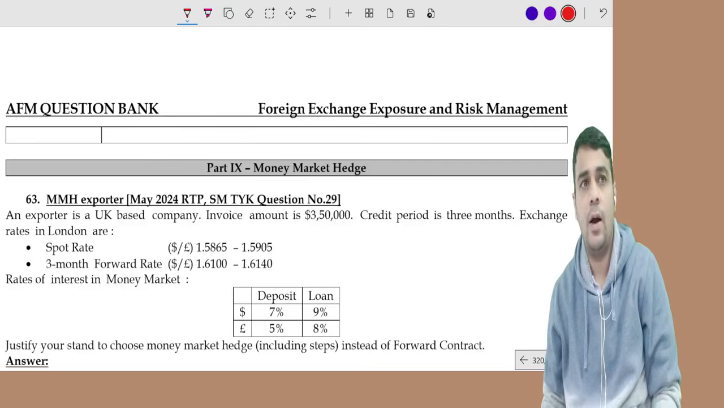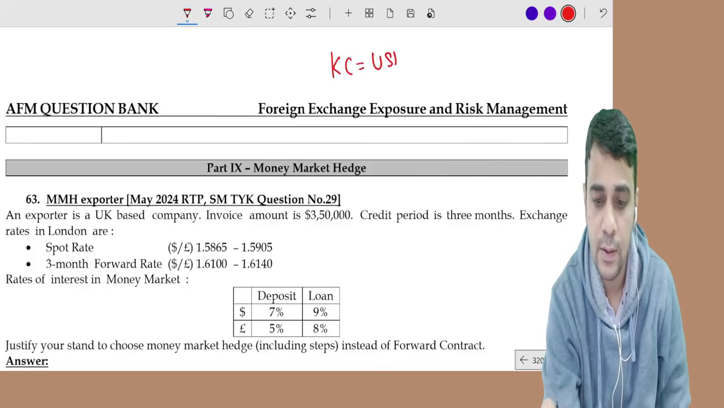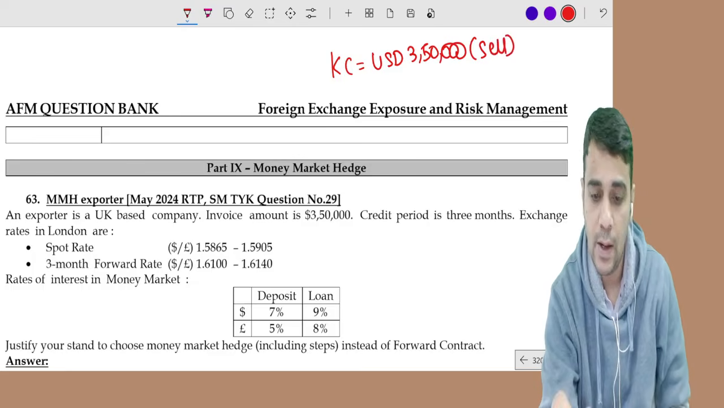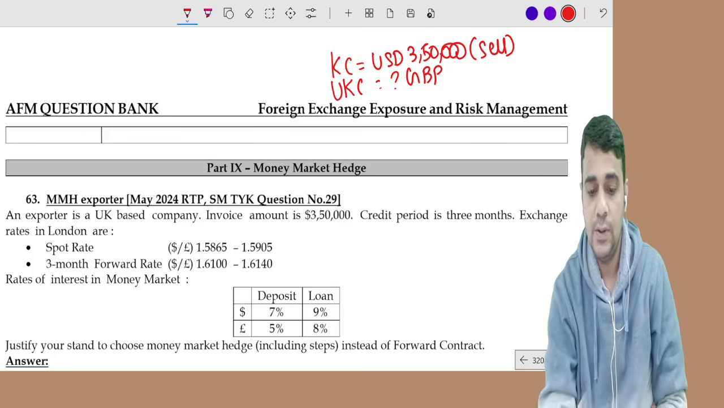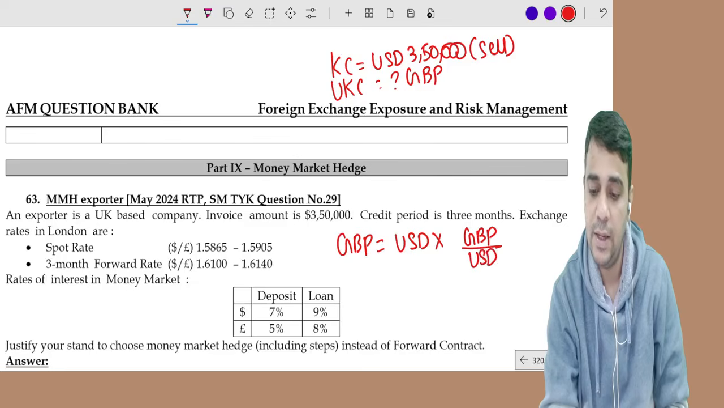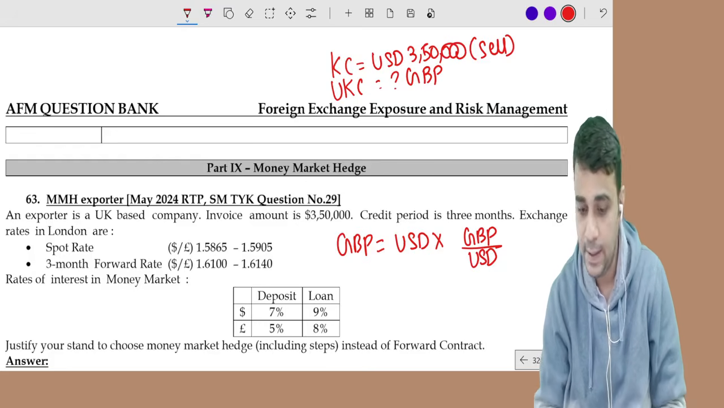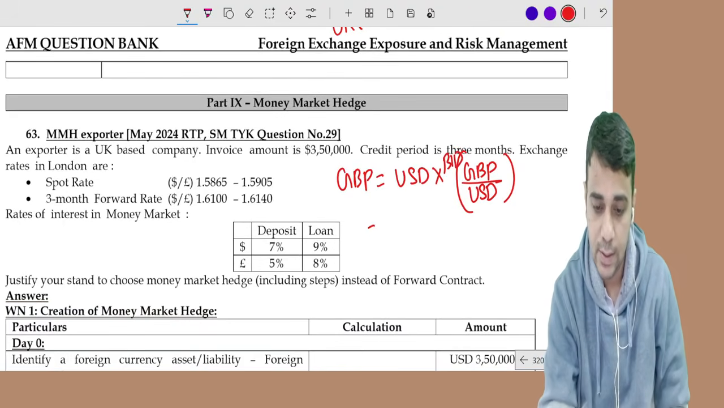Okay, so forward contract, my known currency is US dollar 3,50,000. I plan to sell. I'm an exporter. Unknown currency, question mark, GBP. GBP is equal to USD into GBP per USD. Denominator currency US dollar. What we are doing, we are selling it. Bank is buying it. Bank will buy it at the bid rate. This is 350.